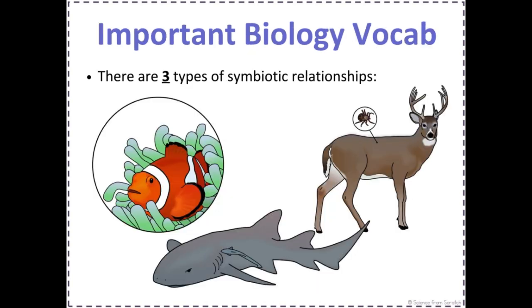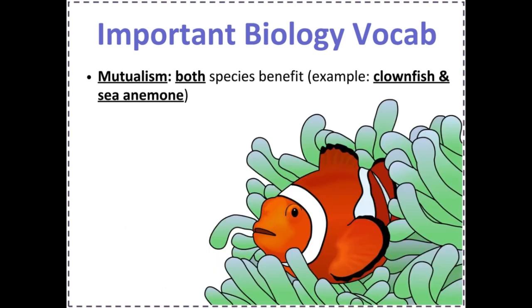Okay, so like I mentioned before, there's 3 different types of symbiotic relationships. The first one is mutualism. Think of, the feeling is mutual, right? We both have the same feeling. We're both benefiting. So this is the stereotypical Finding Nemo reference of the clownfish and the sea anemone.